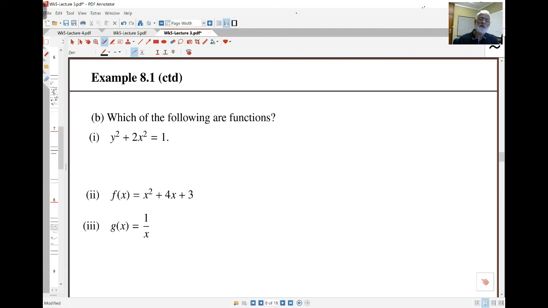Now, functions. We know that some relationship is a function if for each value of x, I get only one value of y. So which of the following are functions? Well, in this case, you can very quickly see that x equals 0 gives me y squared equals 1, which means I get y is equal to 2 values. So not a function.